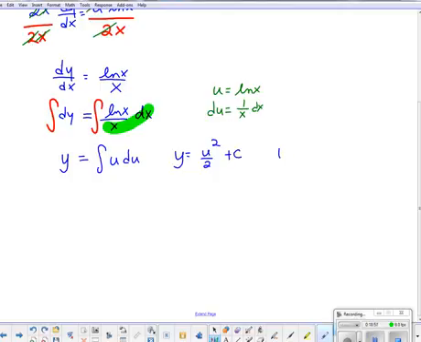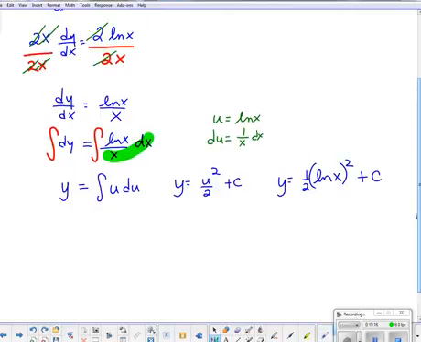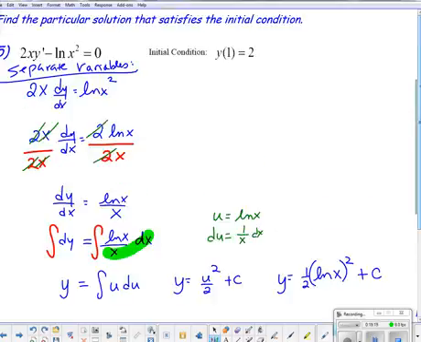Replace your u squared with your natural log, and I'm going to throw the 1/2 out front. 1/2 (natural log of x) quantity squared plus c. I cannot move that 2 down because we're talking about the quantity of natural log x being squared, not just x being squared. Okay, here's what I was looking for. I had to scroll up for it.